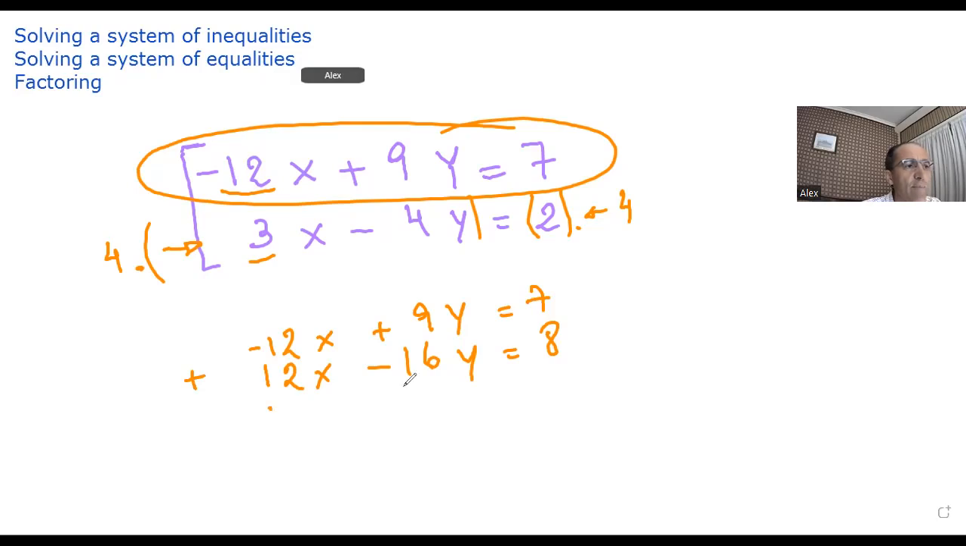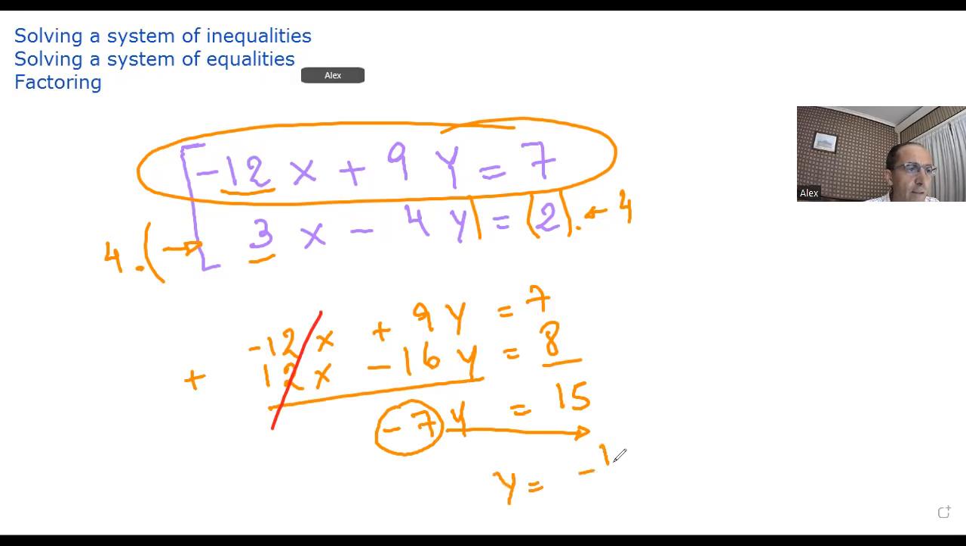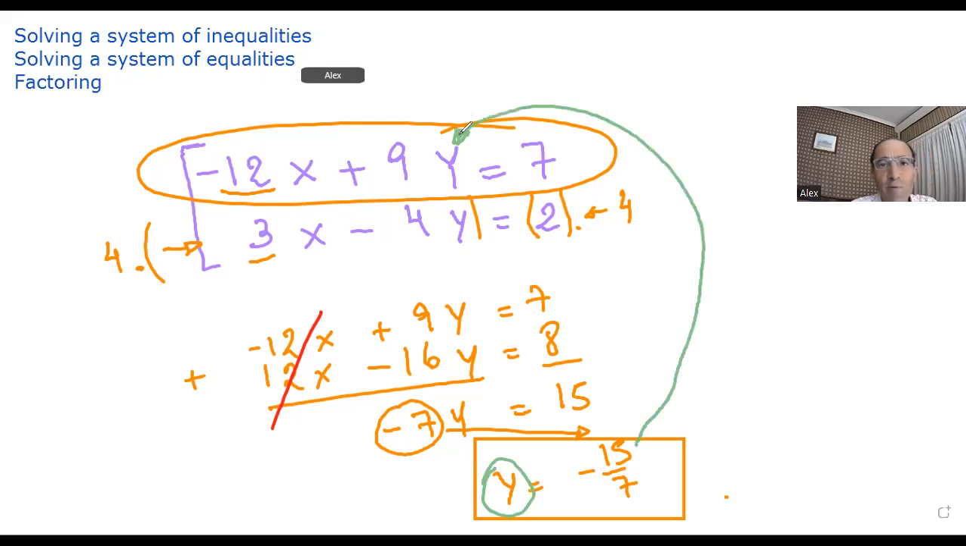So if we add together both sides, the x term would vanish, they would cancel, and we would be left with minus 7y equals 15. So now we take this to the denominator of the other side, and y will be minus 15 over 7. And now that we know what is y, we could replace this y in any of the equations in order to solve for the x.